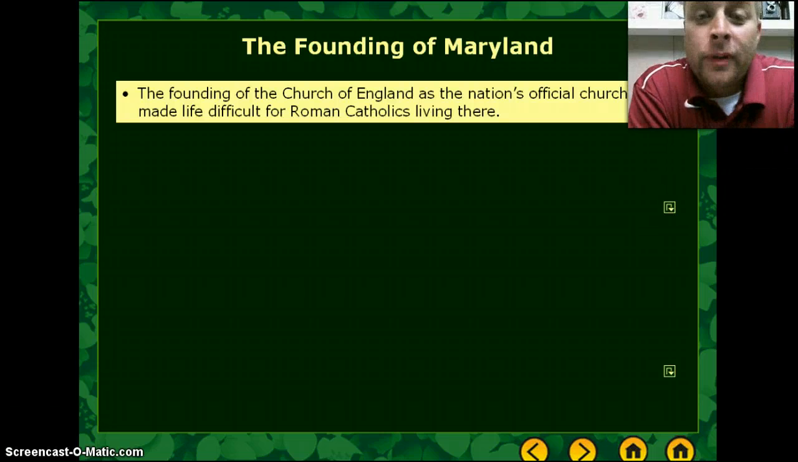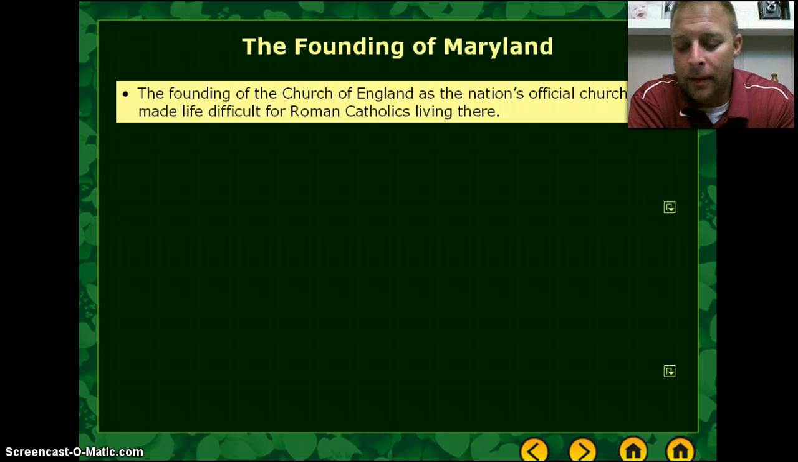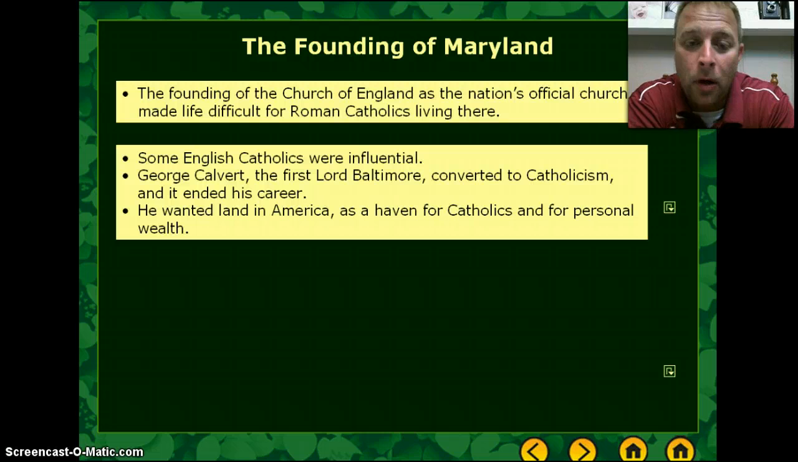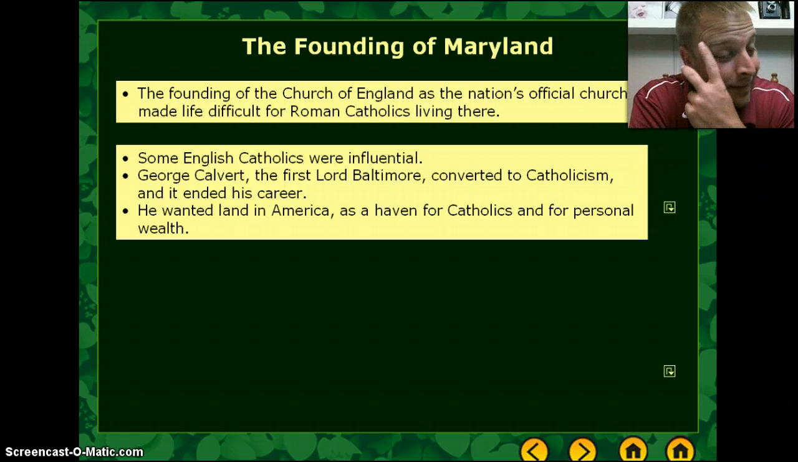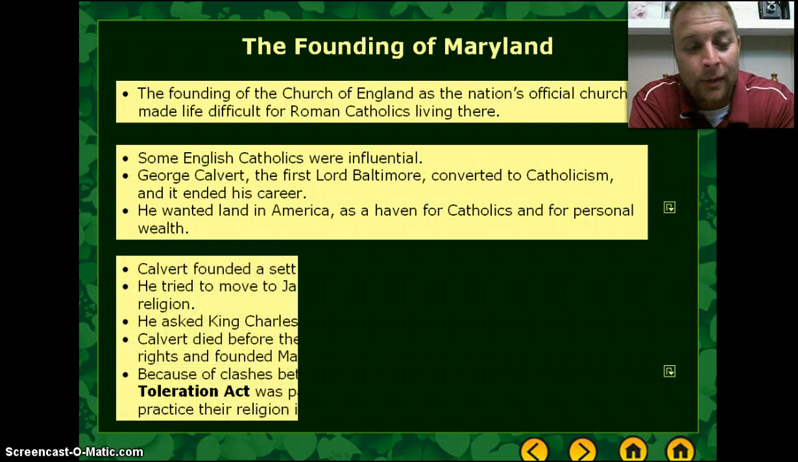Since the break between Catholicism and the Church of England, life for Catholics in England had been rough for the most part. Some English Catholics, however, were influential. George Calvert, who became known as Lord Baltimore, did convert to Catholicism, and it really ended his career in Parliament. He wanted land in America to allow English Catholics to settle there.